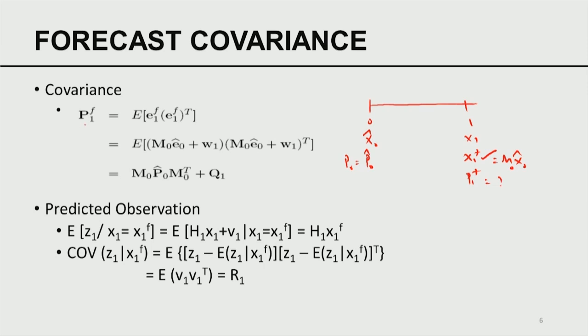So P1f is equal to E of E1f times E1f transpose. E1f from the previous page is this expression, that is that expression. There are 2 terms in each. If you multiply, there are going to be 4 terms. We already know the error in the analysis in the previous step and W1. So the error in the analysis E0 hat in this step and W1, these are uncorrelated. Therefore, of the 4 terms, 2 of the terms will die because of this uncorrelated nature, as well as W1 being mean 0. I am left with only 2 quantities. The 2 quantities are related by this.